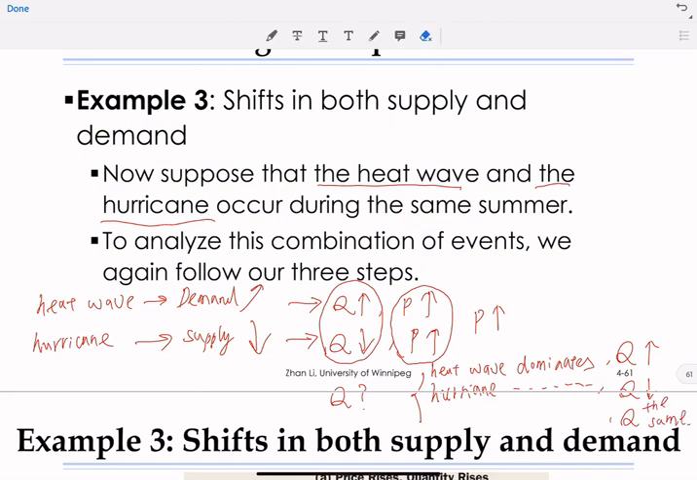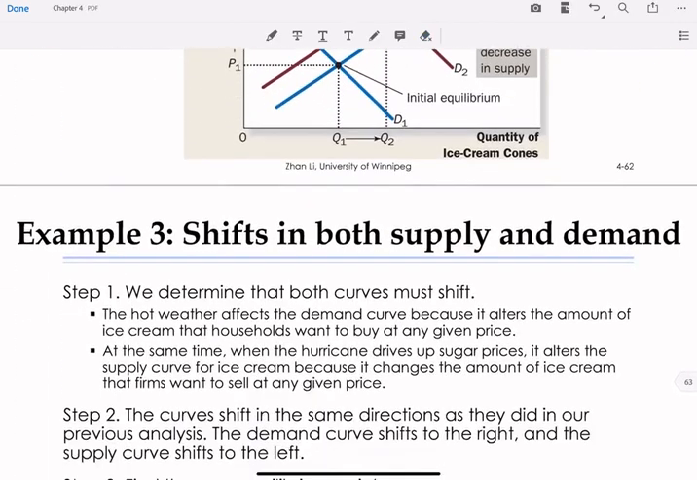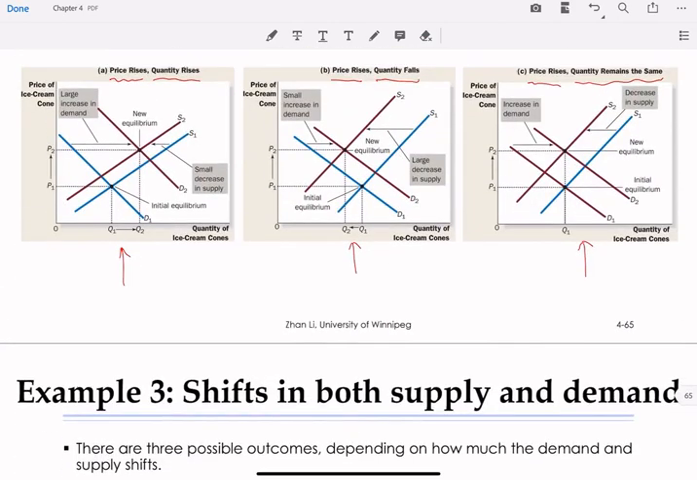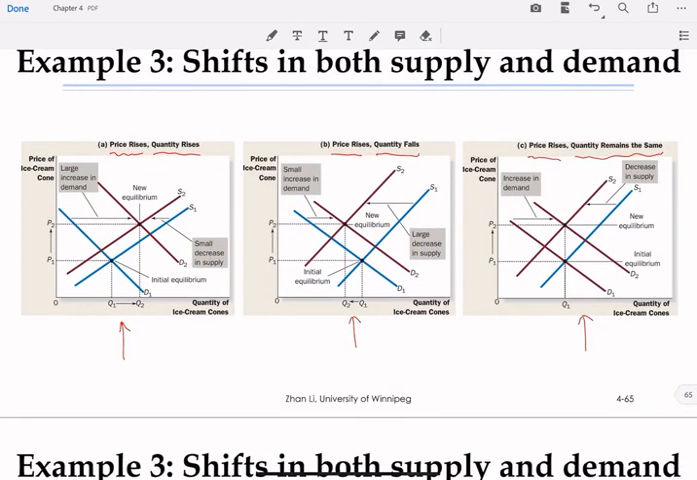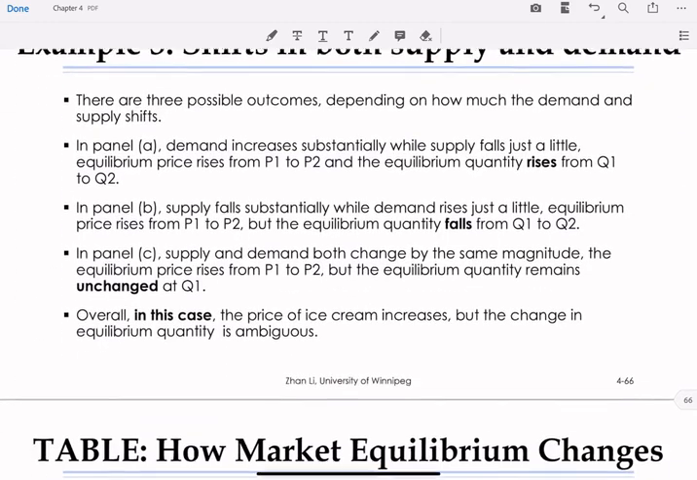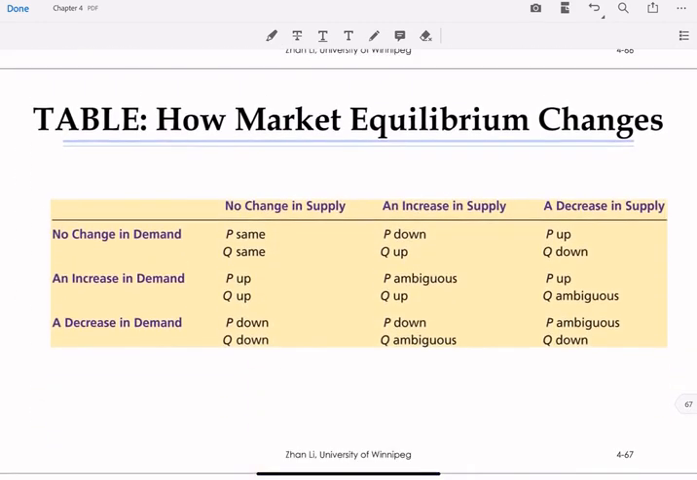Right? So this explains why you would get 3 different cases depending on how large you can get in the changes of supply versus in the changes of demand, right? Okay, now let's see this table. This table basically gives you the summarization of how market equilibrium will change if there is a change in supply and if there is a change in demand.